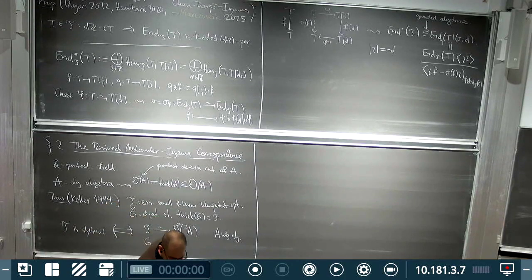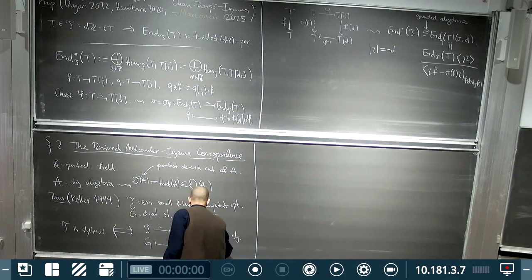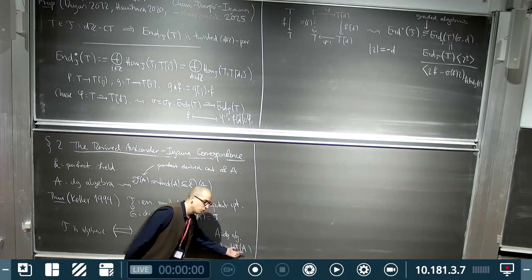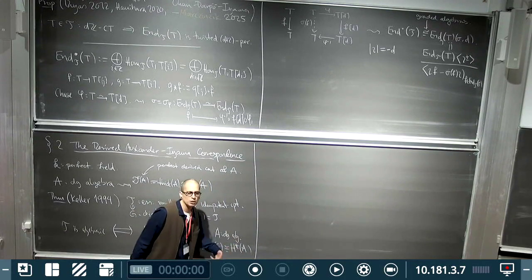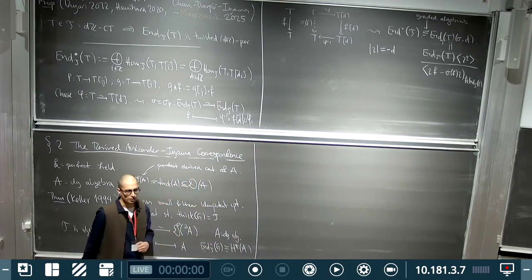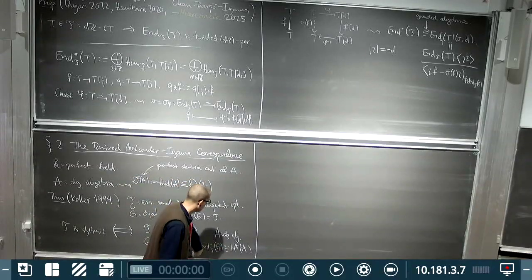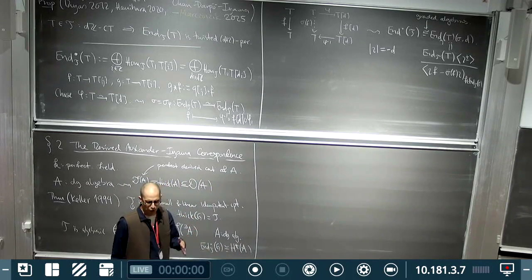Okay. And moreover, in this case, it follows, because of an equivalence of triangulated categories, that the graded endomorphism algebra of G is isomorphic as a graded algebra to the cohomology of A, because the cohomology of A can be seen as the graded endomorphism algebra of A in the derived category. Yeah? So we have that. So instead of working with this, we now work with the DG algebras and their cohomology.